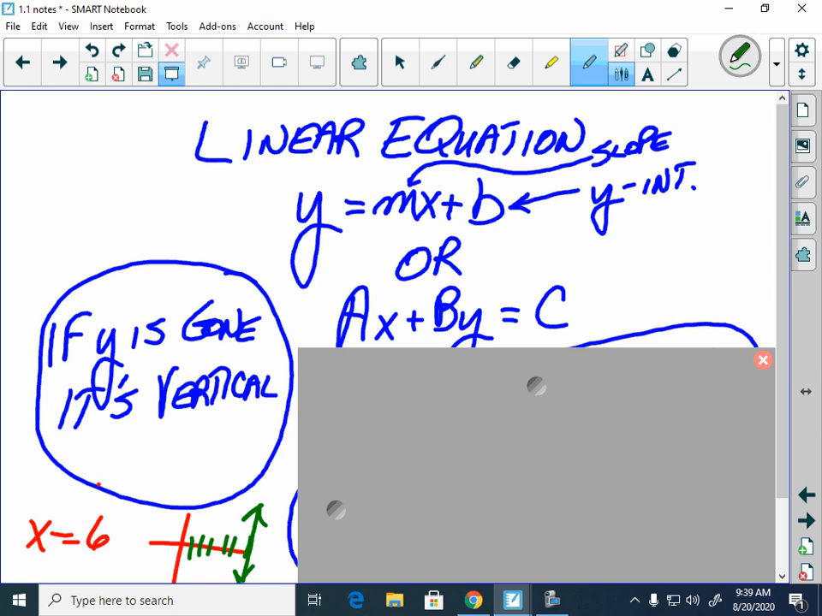Because on this green line, every x value is 6. It doesn't matter what y is. Y could be 1,000,000. X is still 6. Y could be negative 1,000,000. X is still 6. Okay? So it's a vertical line.